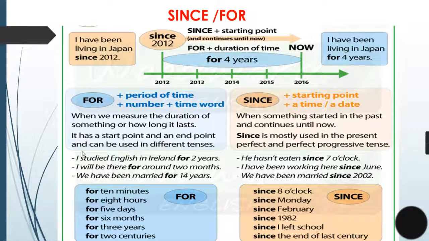Okay. Here are examples of the use of for. I studied English in Ireland for 20 years. Here, I will be there for around 2 months. You can clearly see that there is a period of time, and with it we use for. We have been married for 14 years.